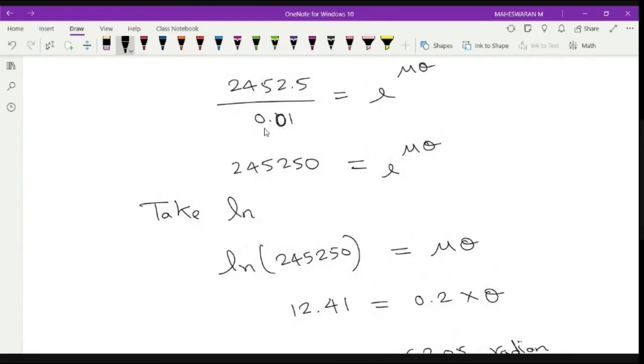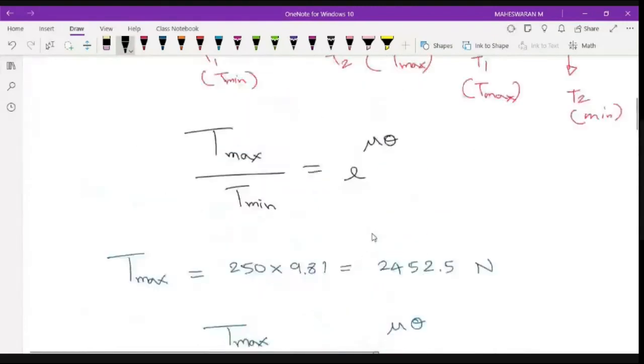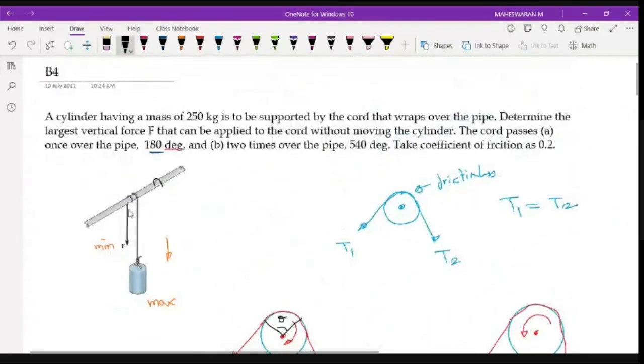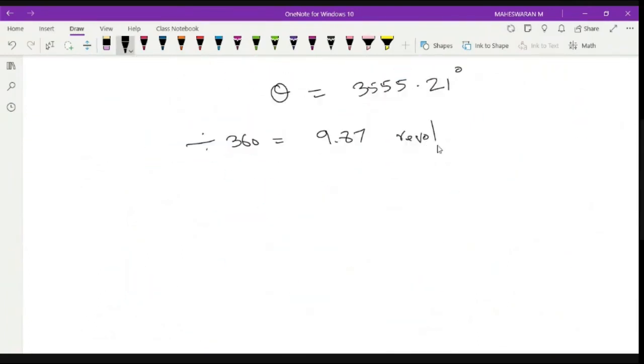Okay, so I am considering a very, very minimum force, 0.01. If it is more than that, it won't come up to this angle. So let me divide this by 360, because when I wrap one time, the total angle of contact is 360 degree. If I divide by 360, you are getting 9.87, which means I have to wrap around 10 times approximately. If I wrap this around 10 times, your weight won't fall. So you no need to apply any force. Are you getting it? So this is one way.